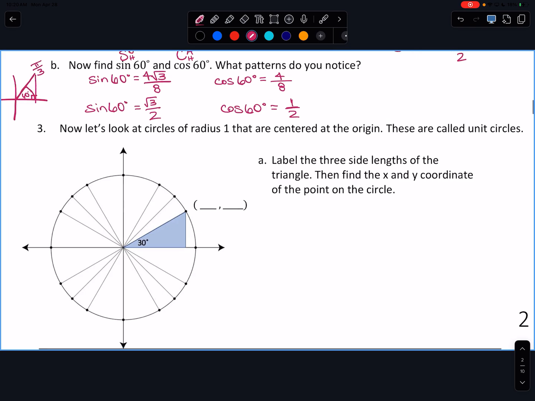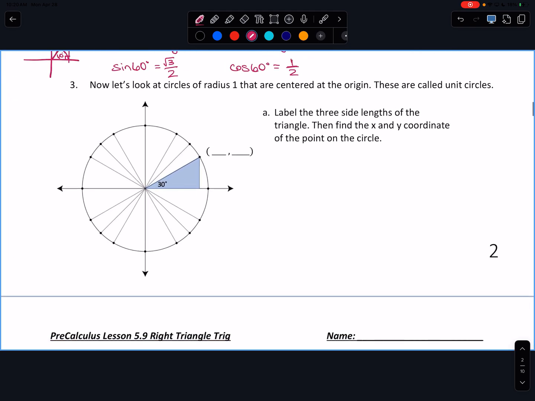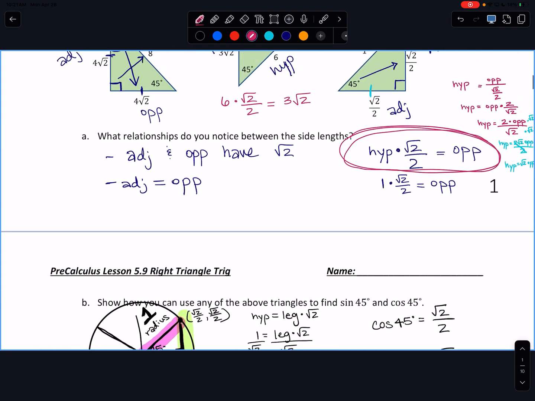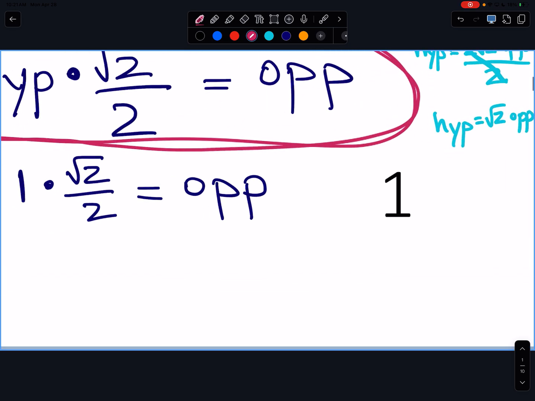All right, so remember, if we have circles with a radius of 1 and they're centered at the origin, they're called unit circles. So label the 3 side lengths of the triangle and then find the x and y coordinate on the point. So if this is 30 and we drop it straight down to the x-axis, that's 90, right? We just discovered, oh, and I forgot to tell you your formulas. Let me help you. These are 2 formulas, okay? Here's the first formula, which y'all derived. It was way over here. Let me highlight it for you. It's just square root of 2 times leg. That's how I remember it.